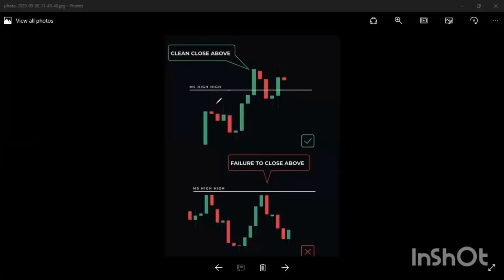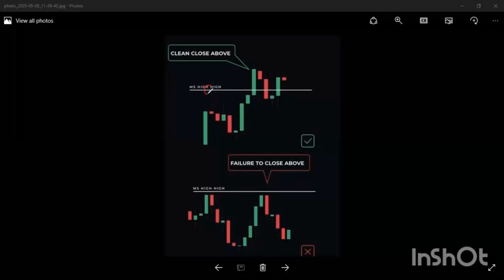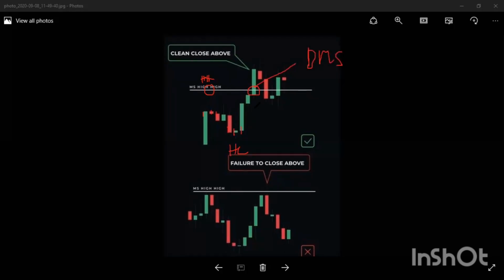So look at this chart here. A higher high, 1, 2, 3. Higher low, 1, 2, 3. And this is what we call a BMS. That's a break market structure. A break in market structure is when the candle body closes above this high. That's a BMS.